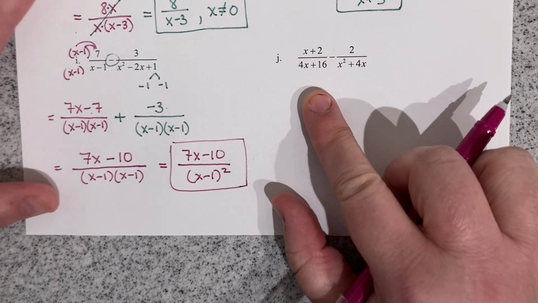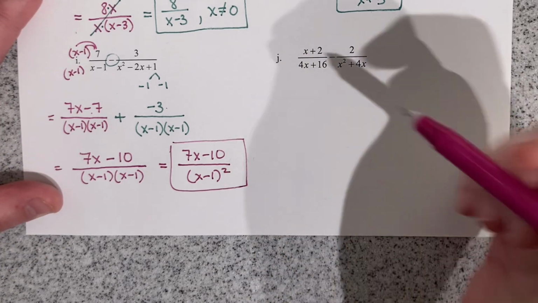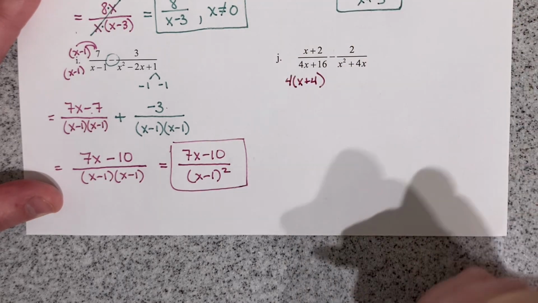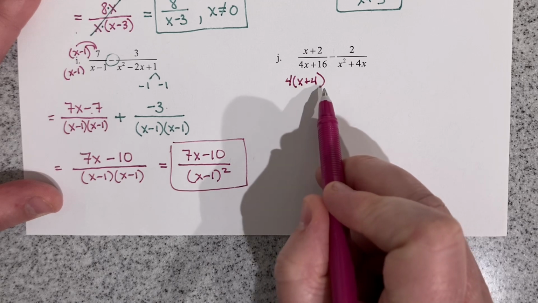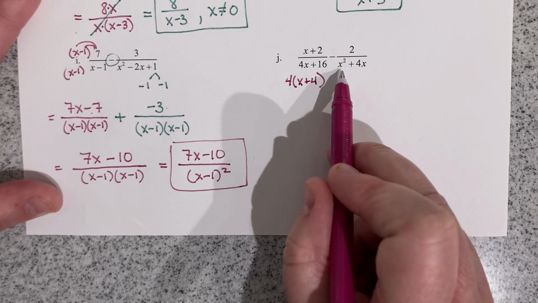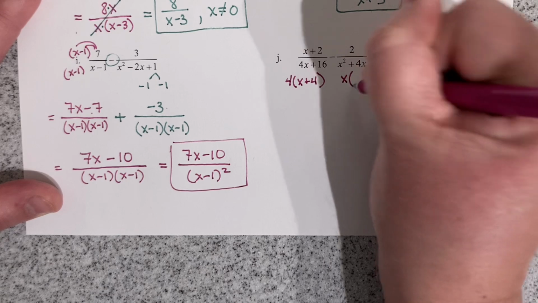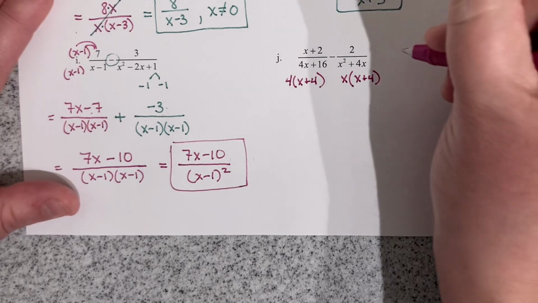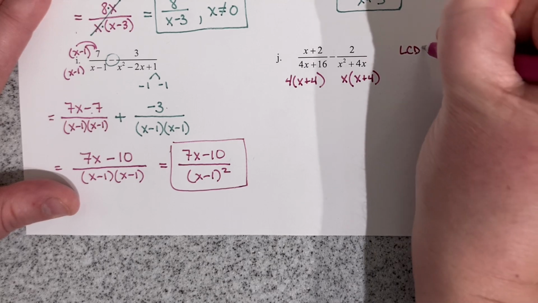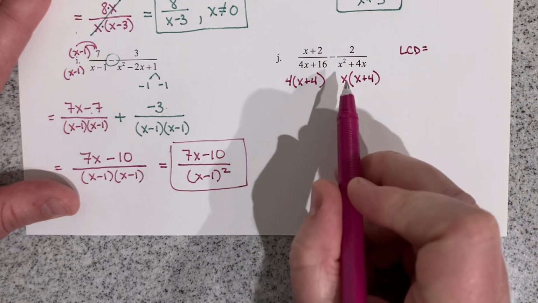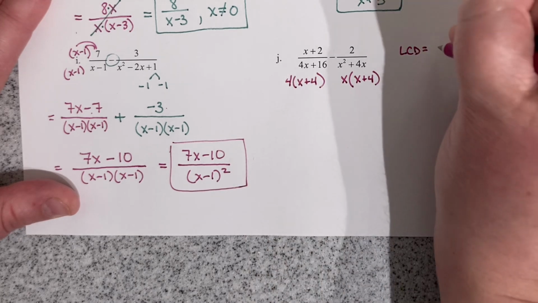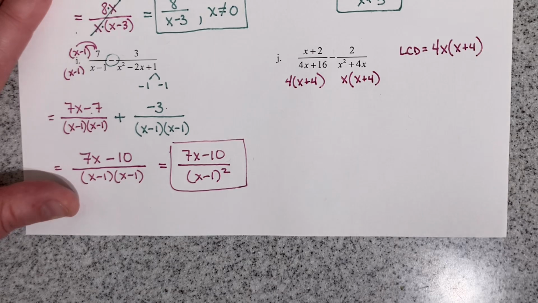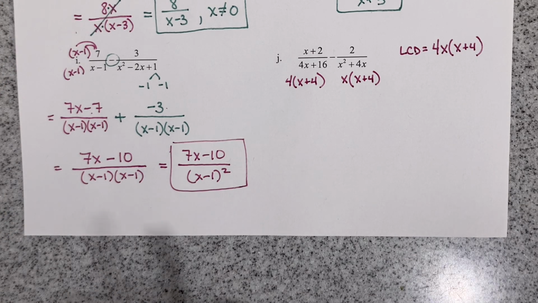All right, last one. This one, we need to factor both denominators. First one has a GCF of 4, and after you factor out the 4, it's x plus 4. The second fraction has a GCF of x. After you factor out the x, what's left is x plus 4. So in this problem, our least common denominator, I need a 4, I need an x, and then one of the x plus 4s. So 4x times x plus 4 is what we need both denominators to become.